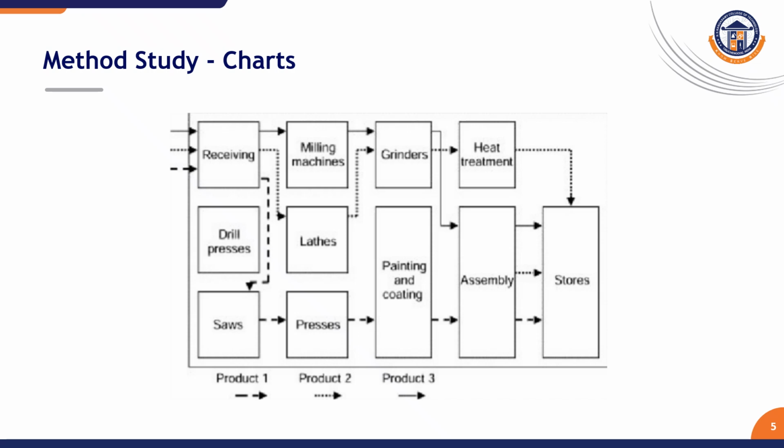So this is what it is. And the third product, after receiving, goes to the hacksaw, goes to the presses, and then the next process is painting and coating, then goes to assembly, and finally to the stores. So this is a chart placed like this.